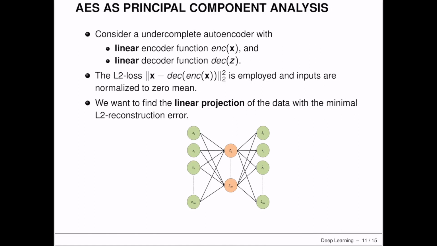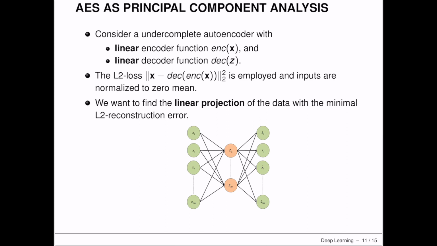Principal component analysis was shortly mentioned in the introduction to unsupervised learning, and it's a well-known technique used in machine learning and statistics in general. For those of you who don't know it, I recommend briefly looking it up. It's a good, simple, and well-known technique for dimensionality reduction. But now let's look at an undercomplete autoencoder with some special properties.